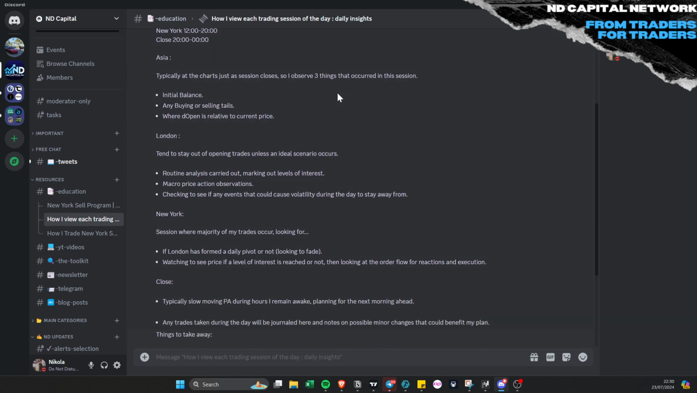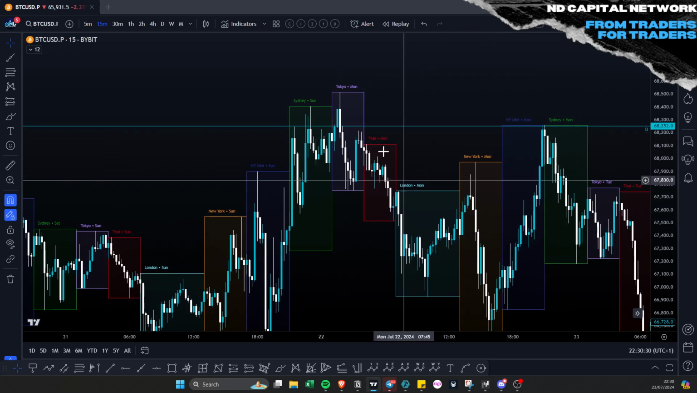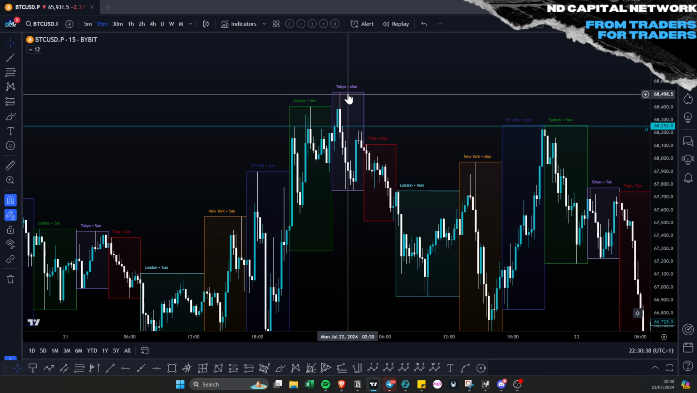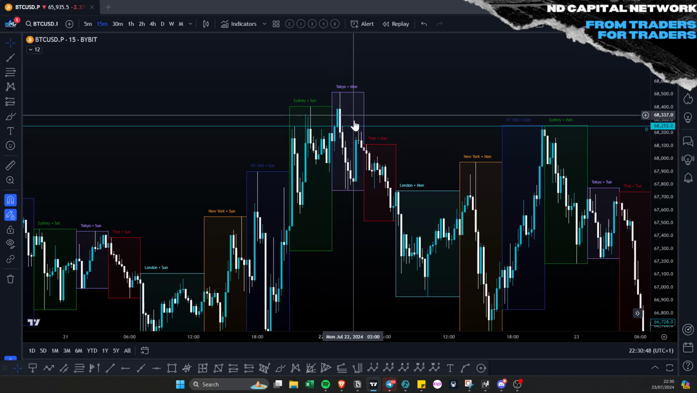So typically during Asia, at the charts, just as the session closes, I observe 3 things that occurred in the session. First, the initial balance. Second, any buying or selling tails. Third, where the daily open is relative to price. This is about Asia, and what I mean by this is, let's say right here you have the daily open, 1 o'clock. Right here, you have the price move up. It creates a selling tail and then it moves away. So this is something that I do observe. The initial balance is formed until 2 o'clock, which primarily in this case is a bit more bearish. It's a bit more wide.